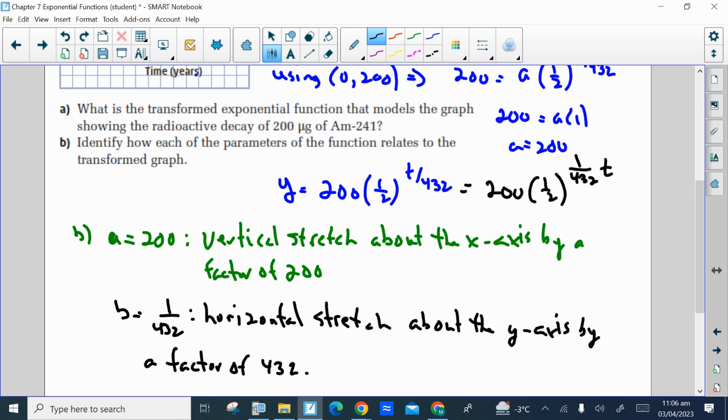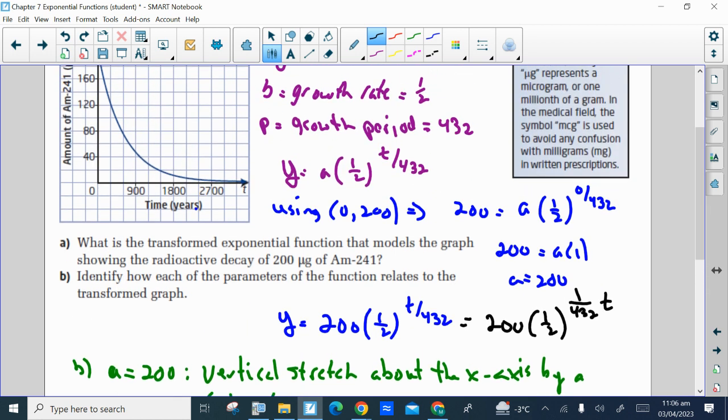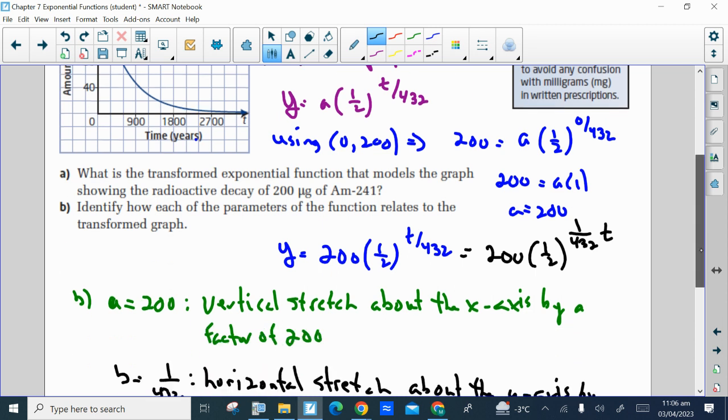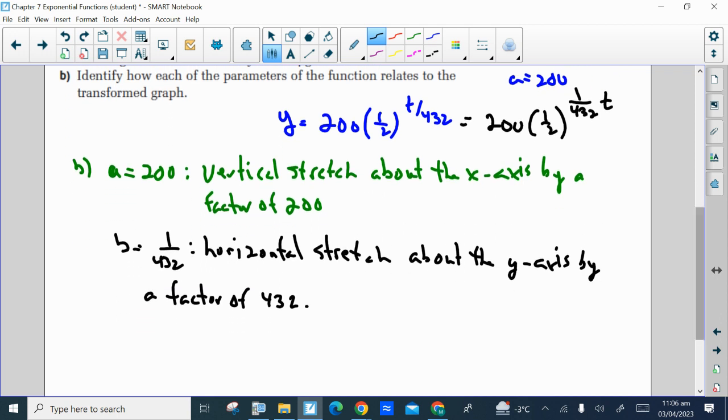And you might be thinking, well, that seems like an awful lot of horizontal stretch, but look at the scale on the x-axis. It goes up to 2,700 and beyond. That's a big number.